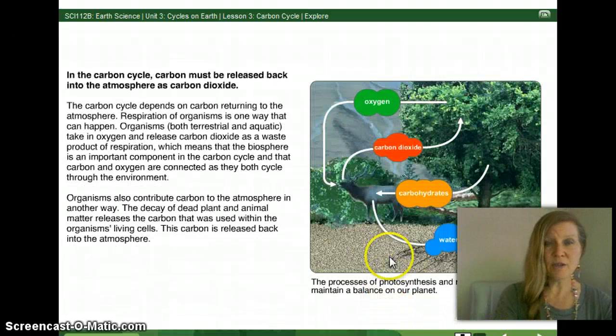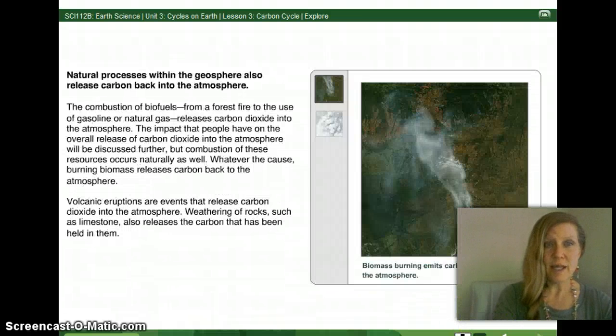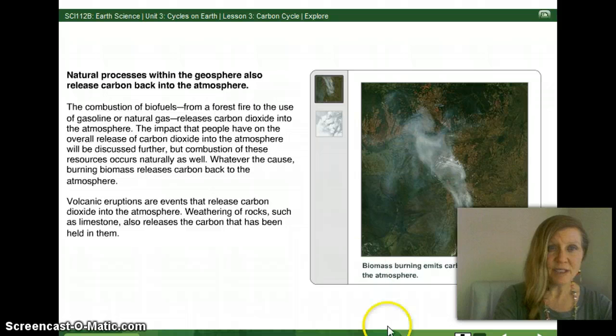Again, in the carbon cycle, carbon must be released back into the atmosphere as carbon dioxide. And natural processes from the geosphere also release carbon back into the atmosphere, such as the burning of forests, through actions of volcanism, through the burning of fossil fuels, are all ways that carbon dioxide re-enters the atmosphere.